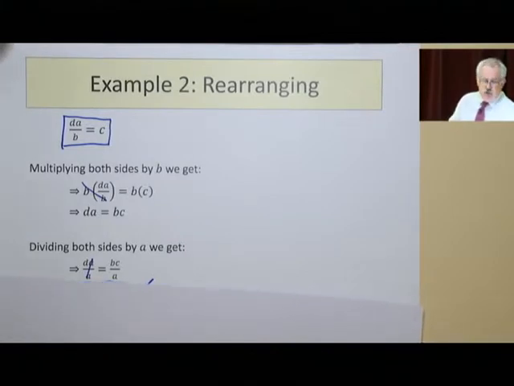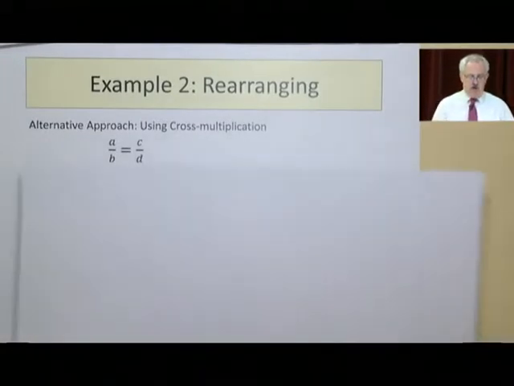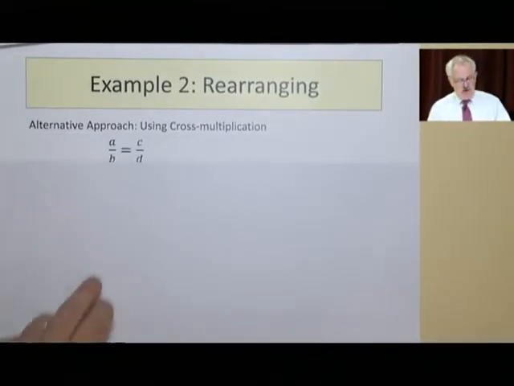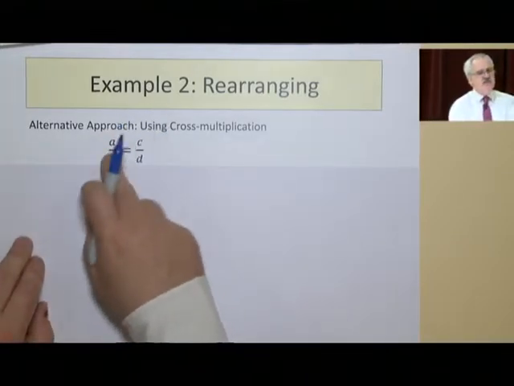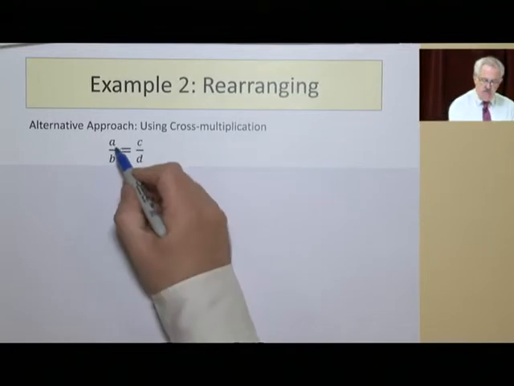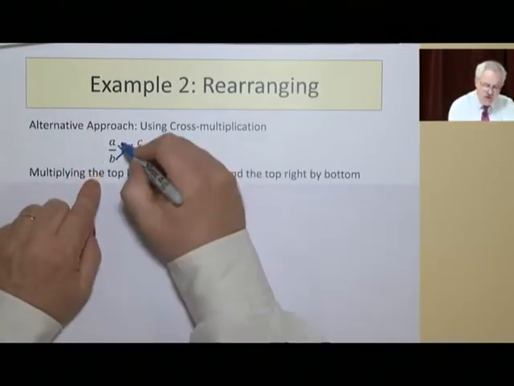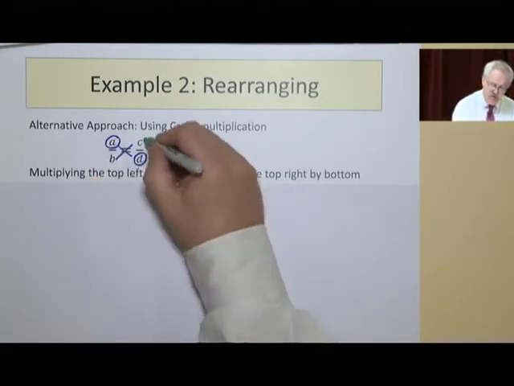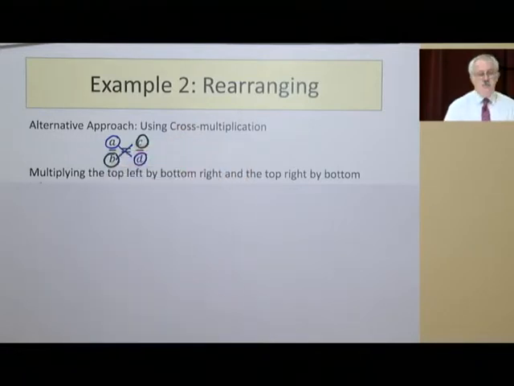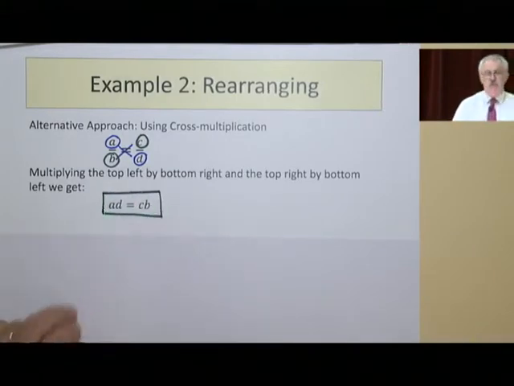There's an alternative approach that you have used regularly, which is called cross multiplication, where you say A over B is C over D. If this is true, you can cross multiply like this. You can say the top left multiplied by the bottom right is equal to the top right multiplied by the bottom left. So you can say A times D is C times B.